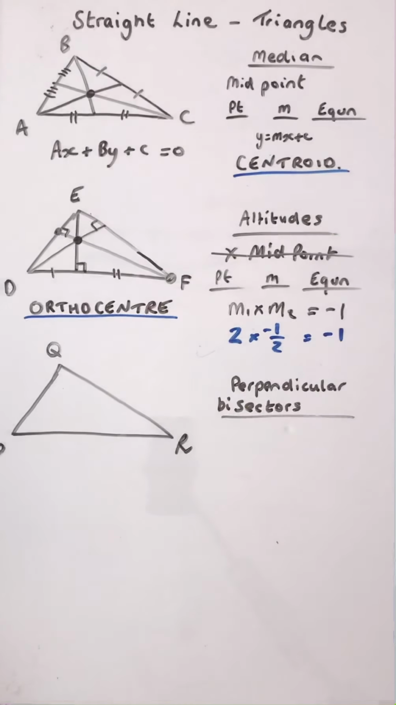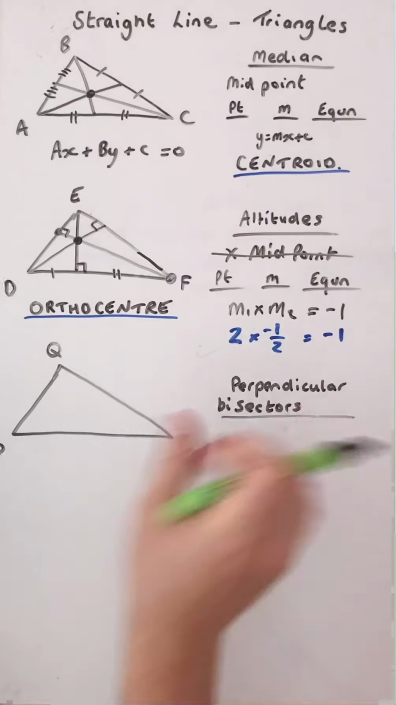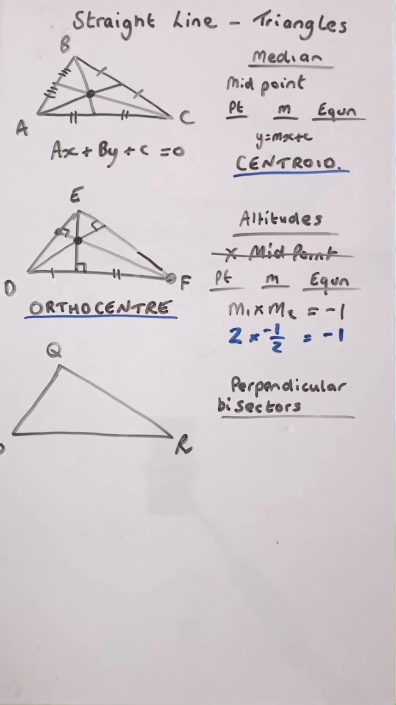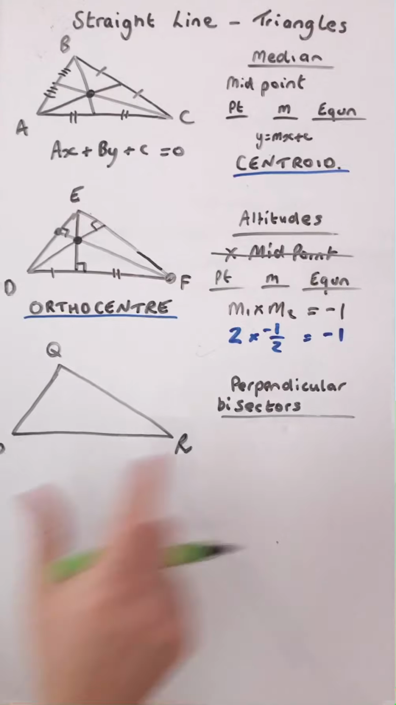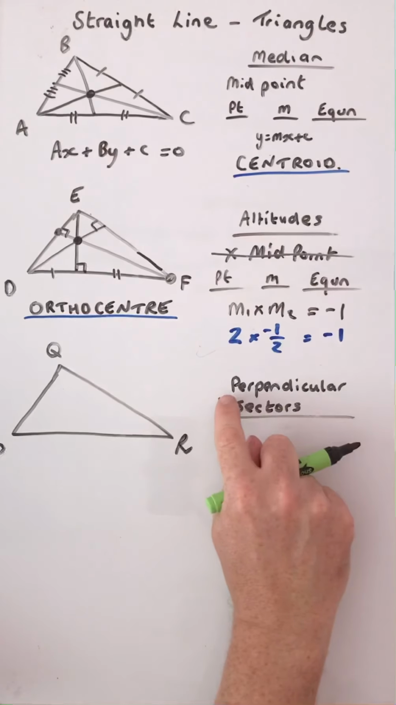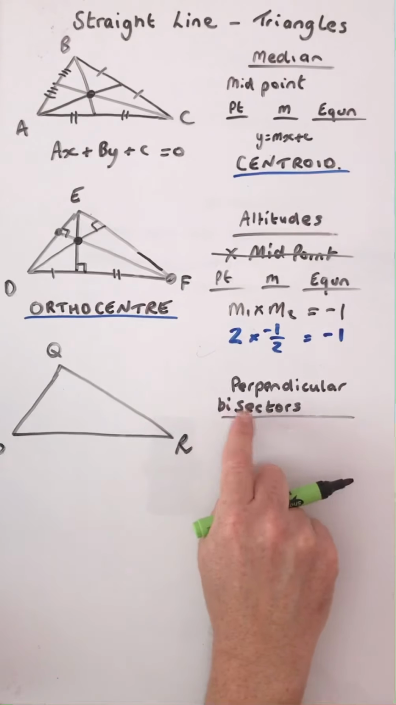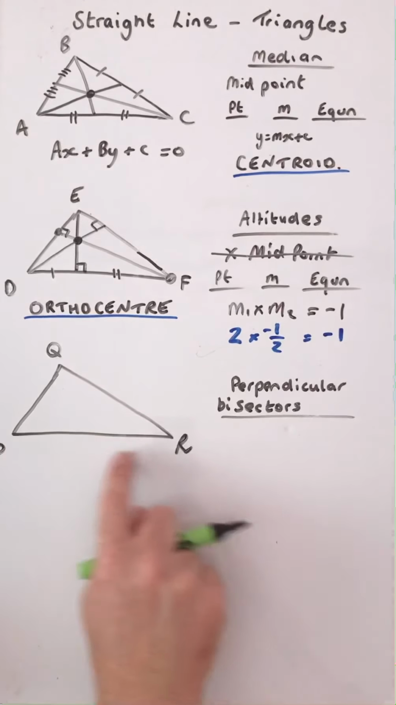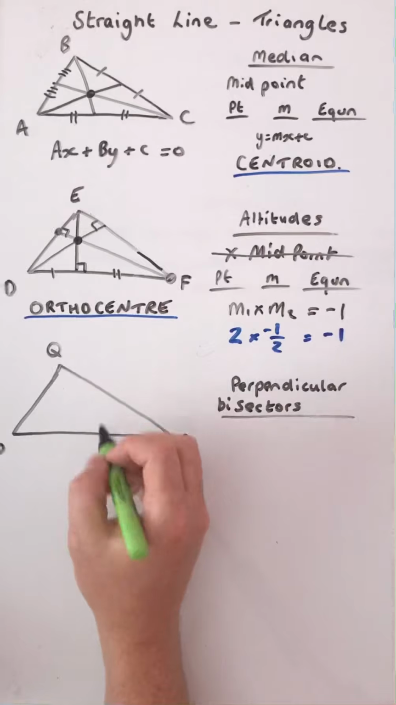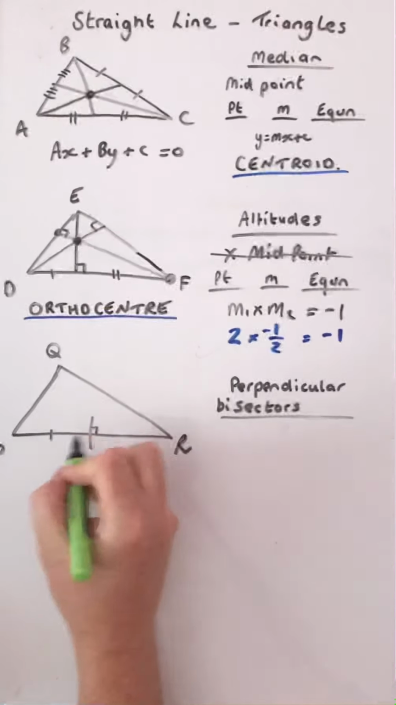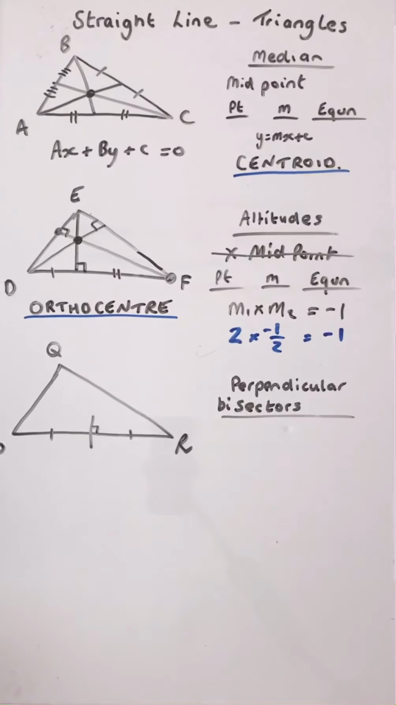Third one, perpendicular bisector. Think about the word. Altitude to me means height, the height of a mountain, the altitude of a mountain. The median to me means middle, medium. Perpendicular bisector, maths word for 90 degrees, and bisector means two sections. So it's split into two equal sections of PR at 90 degrees.